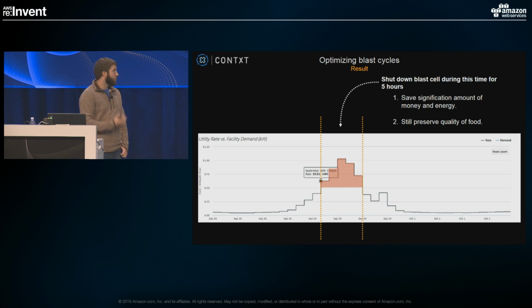So kind of the moral of the story here is, say we shut it down for 5 hours, we saved a lot of money in energy as well. So it allowed the grid to level a little bit more, like that's what utilities like. But it also preserved the quality of the food, so it didn't affect the food in any way, based on all the statistics nerd type things that we've done with machine learning.